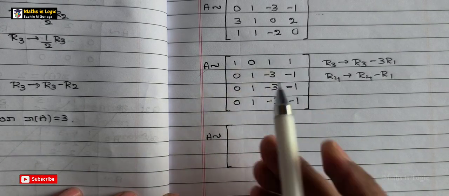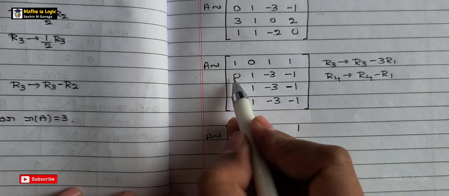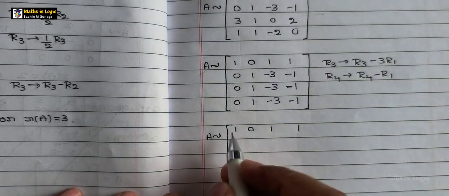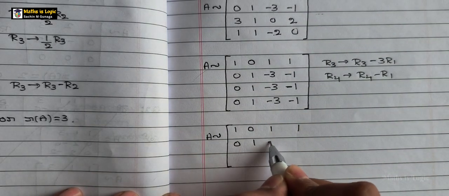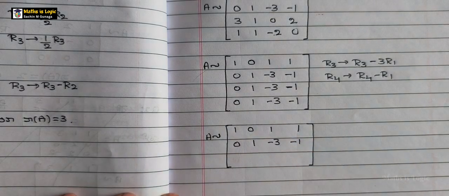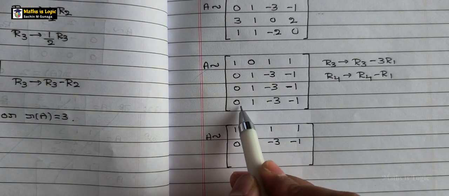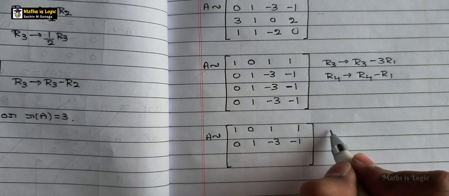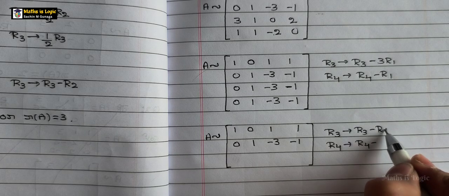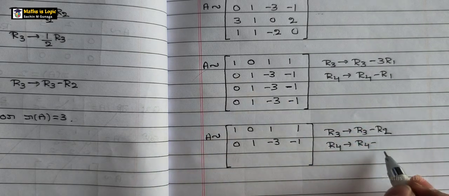So next, now A transformation. Now the first row we are not changing, keep it as it is: 1, 0, 1, 1. The second row also we are not changing, so keep it as it is: 0, 1, minus 3, minus 1. Next, these two elements we have to make 0. So for that we need to change R3 as well as R4. Therefore apply the row transformation: R3 changes to R3 minus R2 and R4 changes to R4 minus R2.